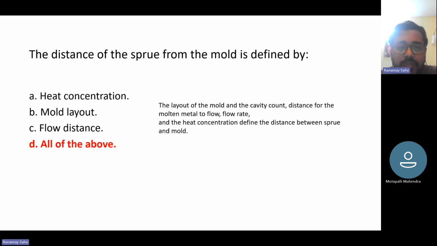So all the three options are true. The layout of the mold and the cavity, the distance for the molten metal to flow, and the heat concentration define the distance between the sprue and mold. Sprue and mold system design requires all of the three options to be considered. Option D is correct here.